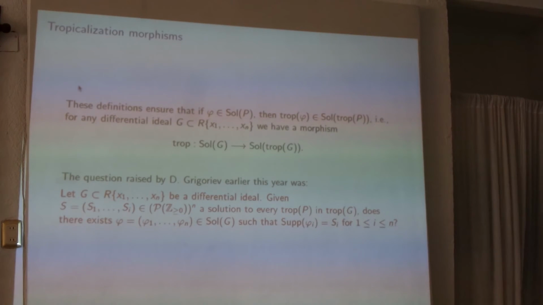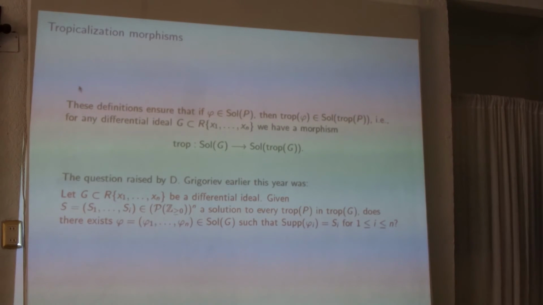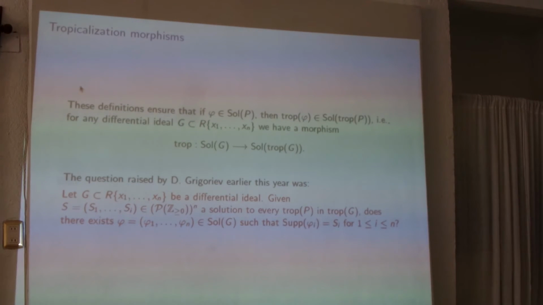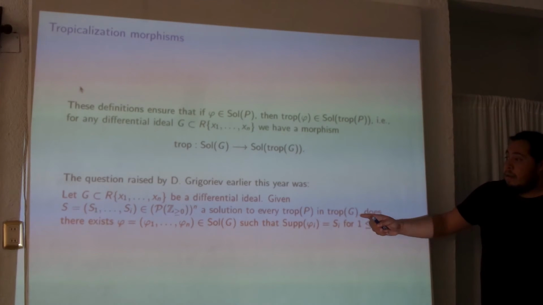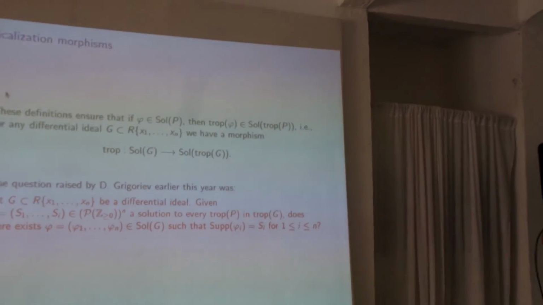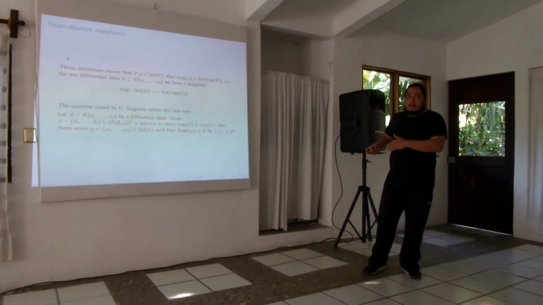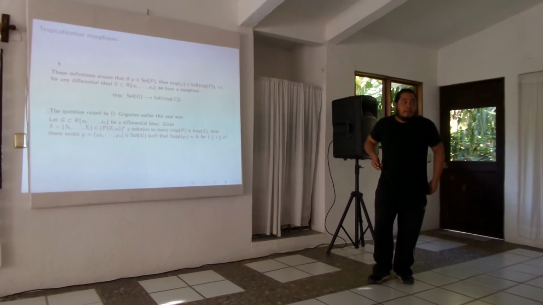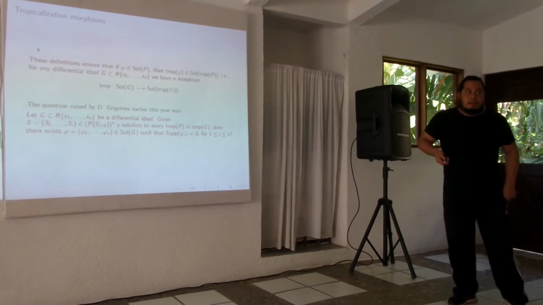So the question that was raised by Grigoriev earlier this year was: if I have a differential ideal and an n-tuple of subsets of non-negative integers, which is a solution to every tropicalization of a differential polynomial here, does there exist a solution to the whole ideal such that the support of this solution is exactly this tropical solution? So it's kind of an inverse problem. And this is the problem that we solve.